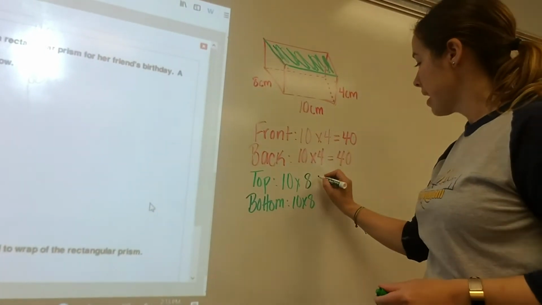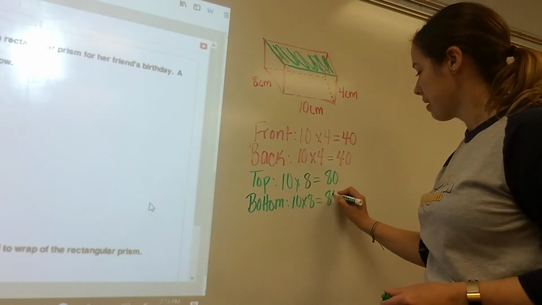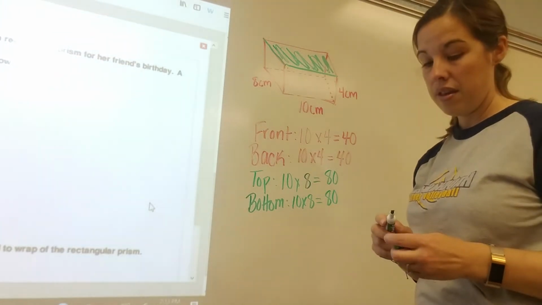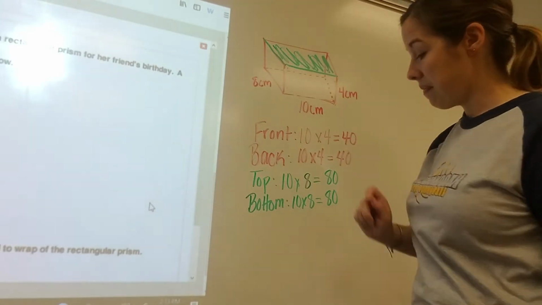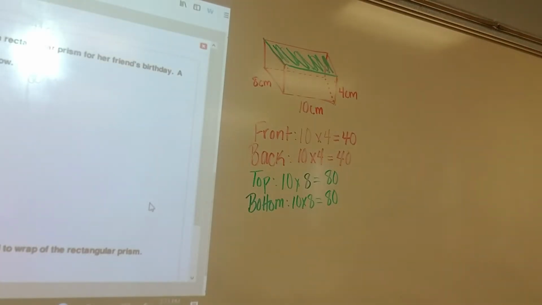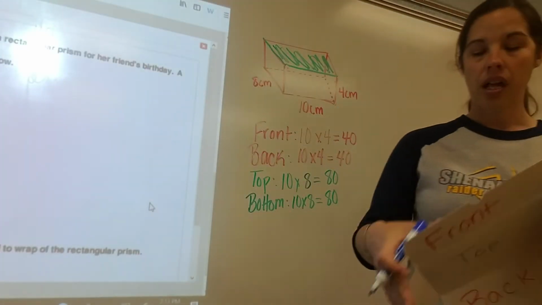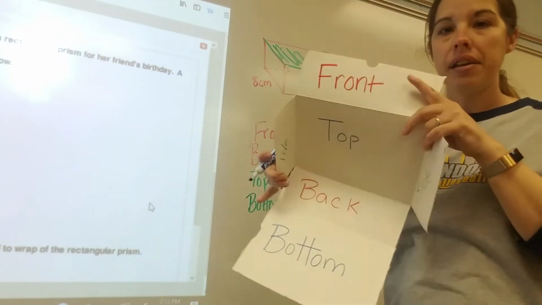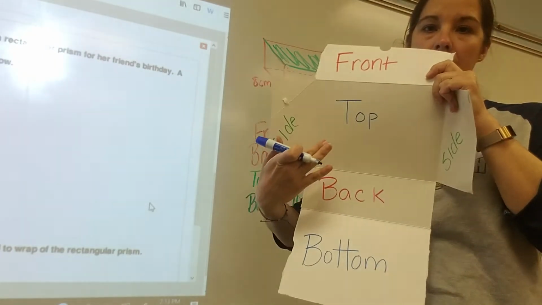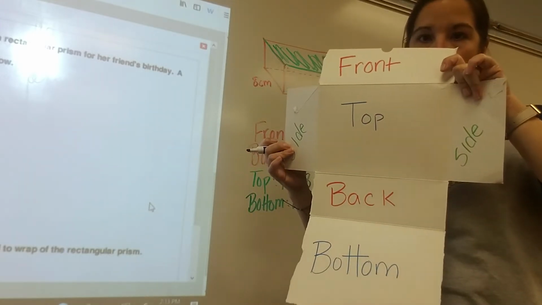So 10 times 8, we know the area of my top is 80 and the area of my bottom is 80. Okay, so now we're done with our top, right? Let me grab my blue marker real quick. Okay. So now we have done the front, the back, the top, and the bottom. Now we got to take care of our two sides, okay?